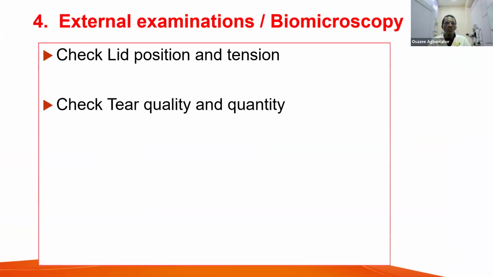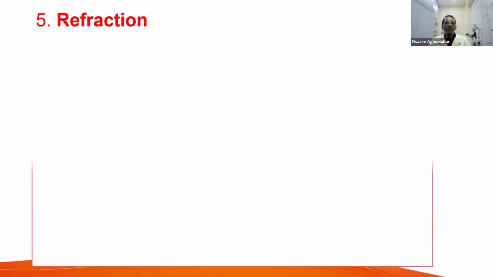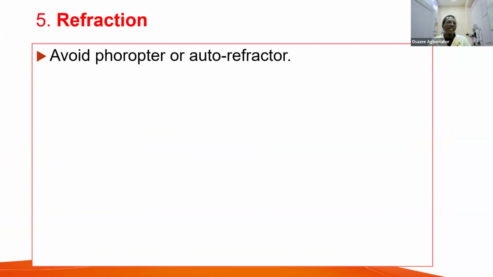External exam, you all know what to do here, so I'll just run through this. Refraction, very, very important. Here, we say we will avoid the phoropter or autorefractor. Why? Because the phoropter, for example, may induce some form of accommodation. We call that proximal accommodation. I don't know how many of us have heard of that before. Since the phoropter is in front of you, you don't have the ability to look around. You look only through the holes. So some things may be attracting proximal accommodation that may affect the results.